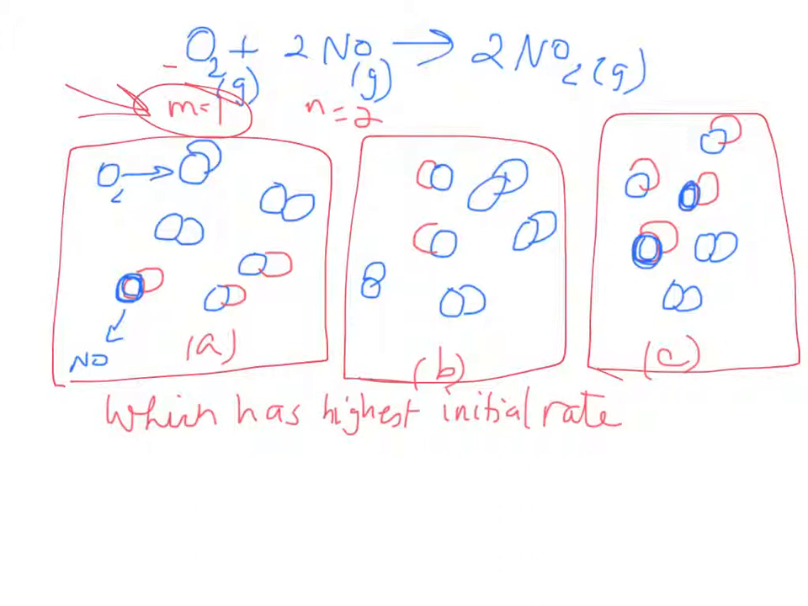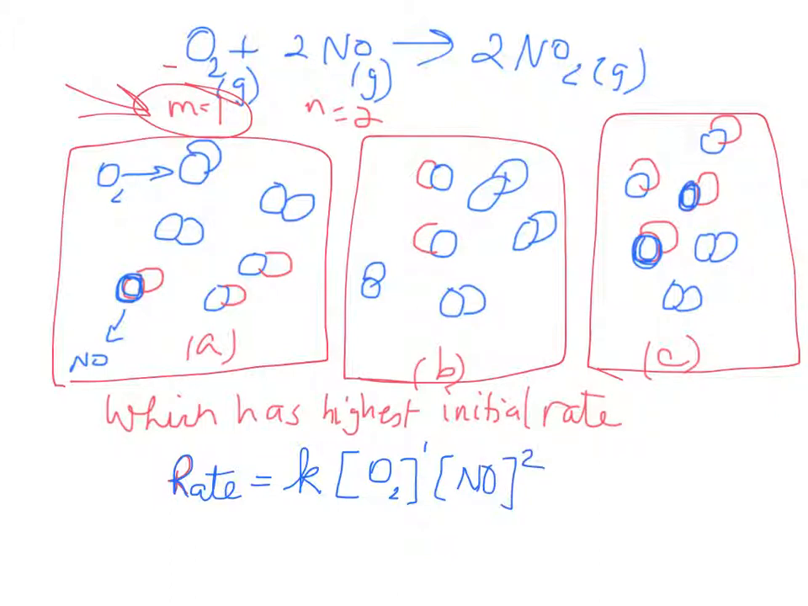You're given oxygen, which is homoatomic, so both blue, and NO is 1 blue, 1 red. So you have to tell which one will have the highest initial rate. Hopefully you can see that the rate of the reaction is going to look like K times oxygen raised to the power of 1 and NO raised to the power of 2. If you compare the 3, every single one of them has the same number of molecules total. For instance, you have 1, 2, 3, 4, 5, 6. Oh, I didn't put another one. 6. And you have 6 in C as well. So the total number is the same.